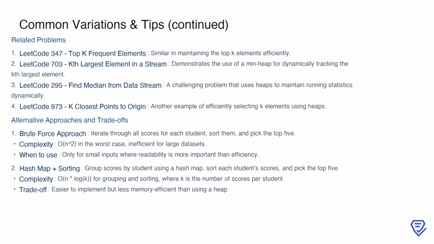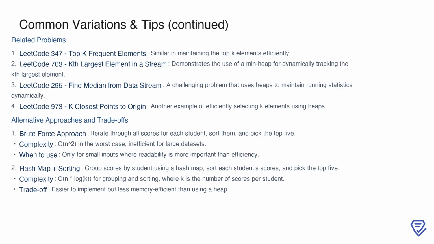This problem shares similarities with several other LeetCode challenges that are worth studying. For instance, LeetCode 347, Top K Frequent Elements, involves maintaining the top K elements efficiently. LeetCode 703, Kth Largest Element in a Stream, demonstrates using a min-heap to dynamically track the kth largest element, which is very relevant here. LeetCode 295, Find Median from Data Stream, offers a more advanced use case of heaps for maintaining running statistics. Additionally, LeetCode 973, K Closest Points to Origin, provides another example of efficiently selecting K elements using heaps.